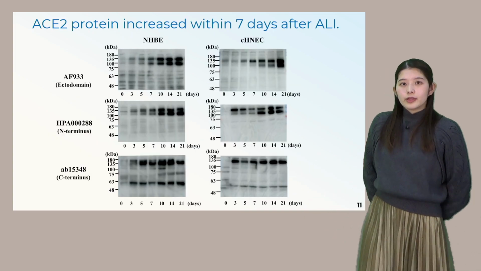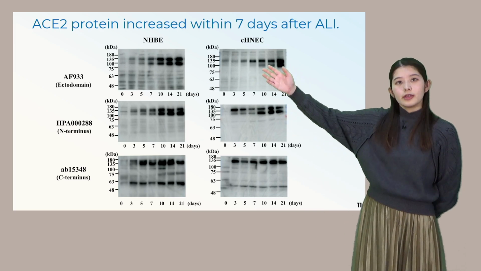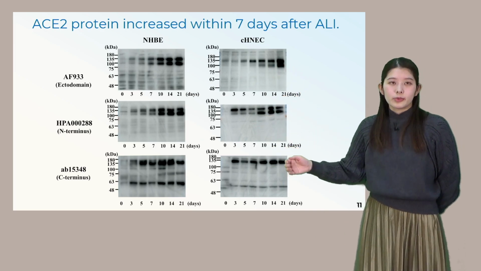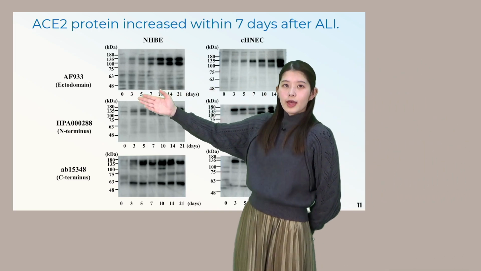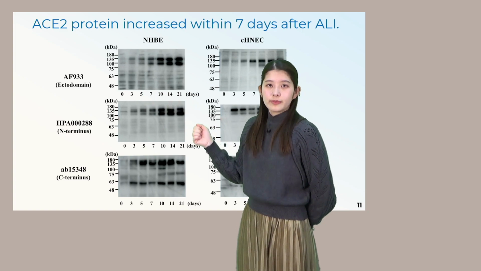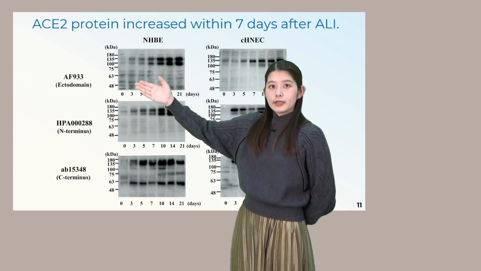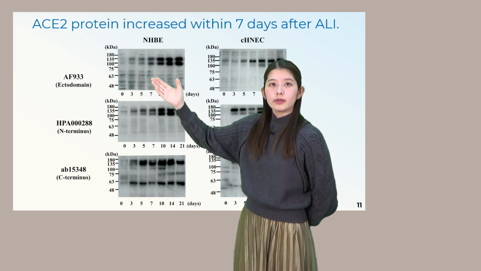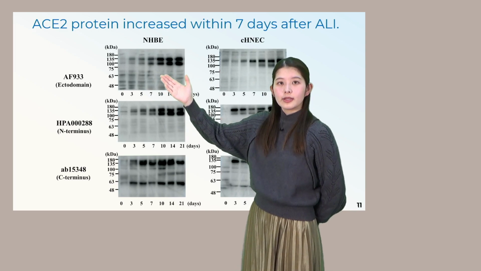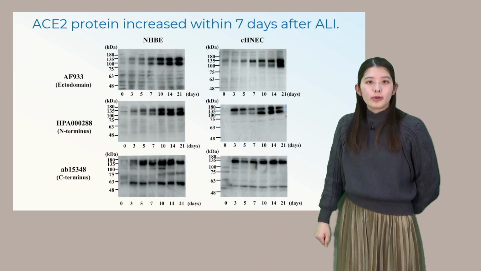So this is the result of ACE2 expression using each of the 3 antibodies. Number 0 shows the starting day of LLI, and I made samples chronologically. On day 0, ACE2 expression was scarcely observed, but it markedly increased by 7 days, and it remained constant at a high level. And the band patterns were different among antibodies.